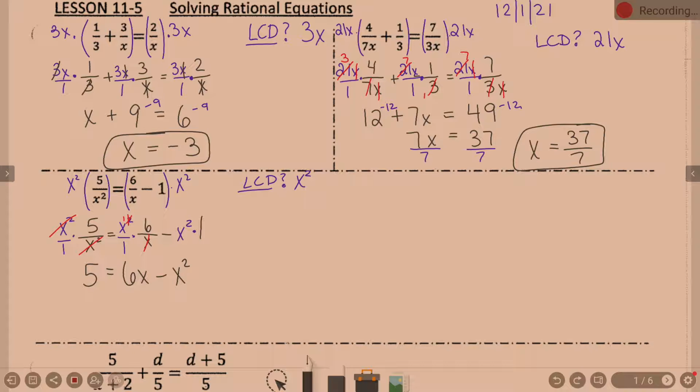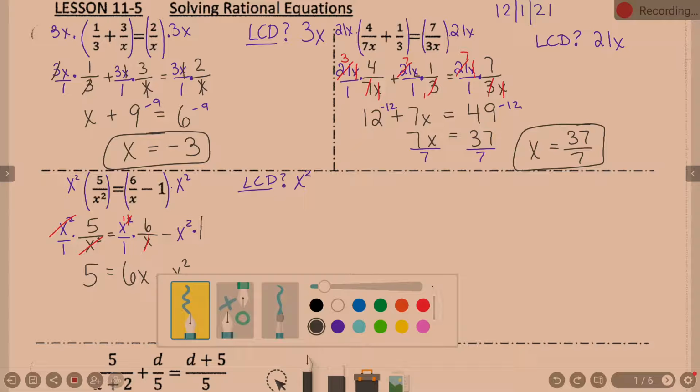I have x squared, an x term, and a 5. When I see x squared and x terms, this is where we want to talk about making the equation equal to 0. Now, you could do this either way. I like a positive x squared term, personally. What I would do is move my x squared to the other side and my 6x to the other side so I can get my x squared to be positive.